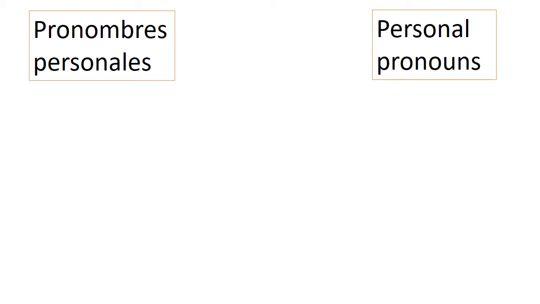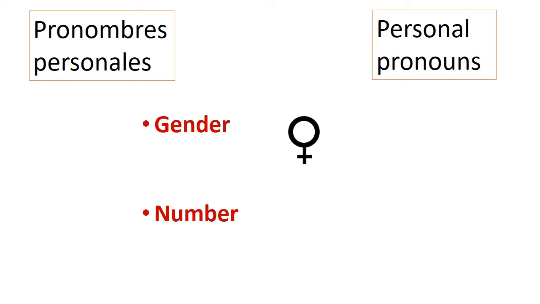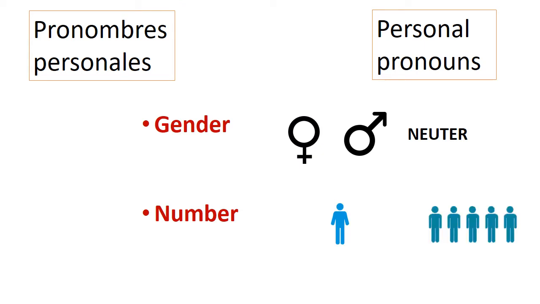And we use them to represent people or things, or one person and one thing. We use them depending on gender, number, and person. Gender could be female, male, or neuter. And number depends on whether it's just one person or more than one person, for example, from 2 people to maybe thousands.